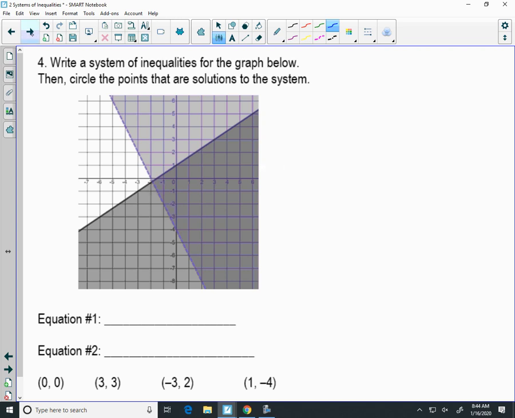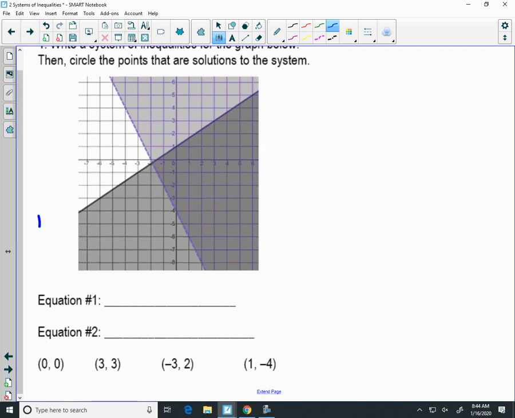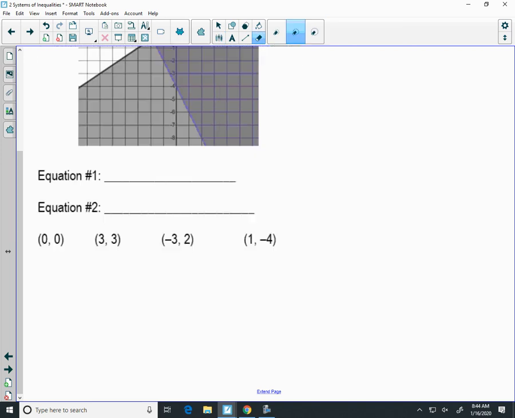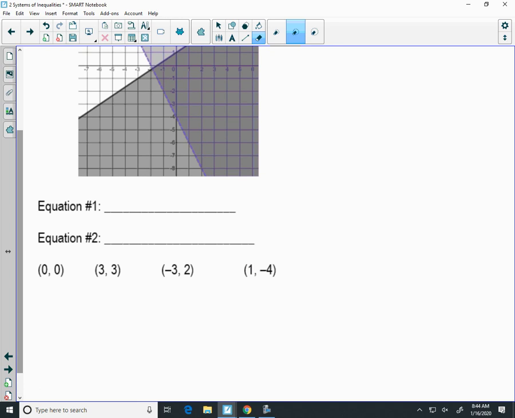Again, we're going to write a system of inequalities. We're going to say which are solutions. We're going to graph it in Desmos to check. I'm going to start with the downhill line first, but before I do anything else, I'm going to write that fill in the blank.